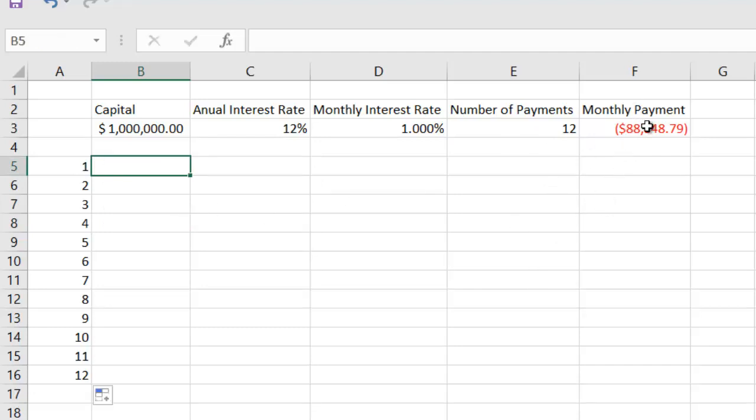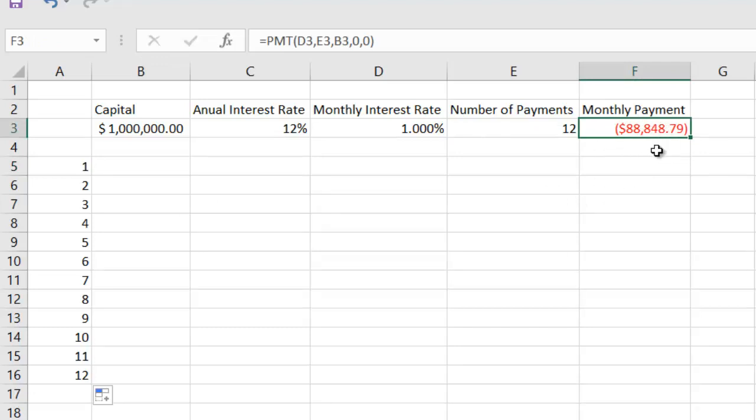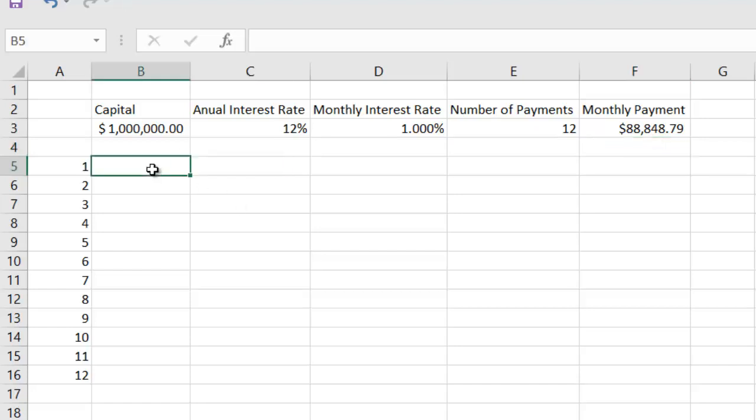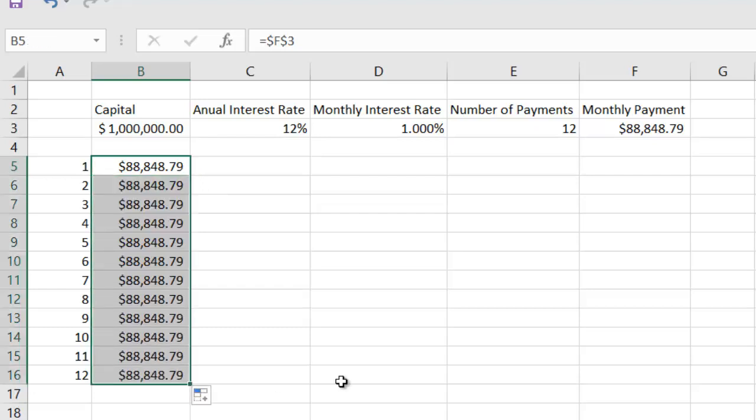Something important about PMT is that this is a negative value. We always subtract from that negative value. So what I'm going to do is add a minus just so I can get a positive value and work with it. Okay, so I added a positive value. I'm going to say that this is this value and it's never going to change, so I put it in absolute cell reference. So this does not change. I'm going to pay exactly the same thing every single month.